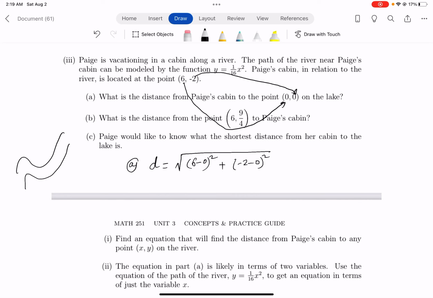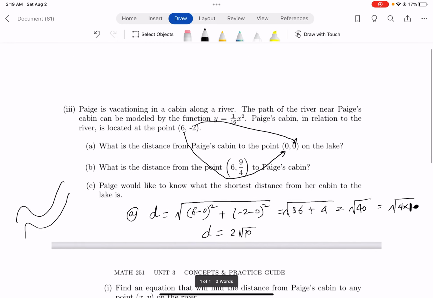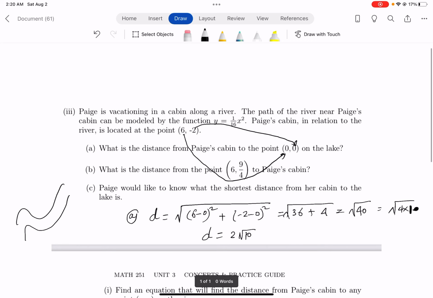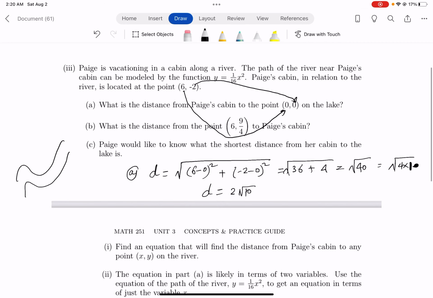And 6 squared is 36, and minus 2 squared is 4, all under the square root. This is the square root of 40. If you take 4 times 10, the square root of 4 is 2. So the distance is 2 square root of 10. He did not show whether it's feet or meters. He did not give you the distance units, so you're going to leave it like that. There are no units here.